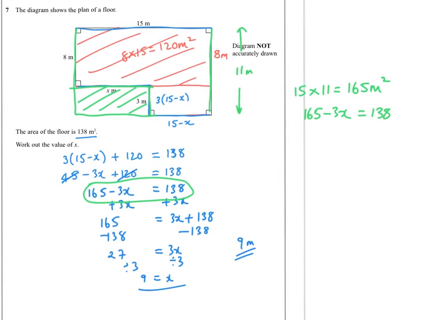So that would lead you to the answer of x equals 9 metres. I'm sure there's other ways of doing it. You could split it in different ways, but there's two ways anyway. Let's have a look at the next one.